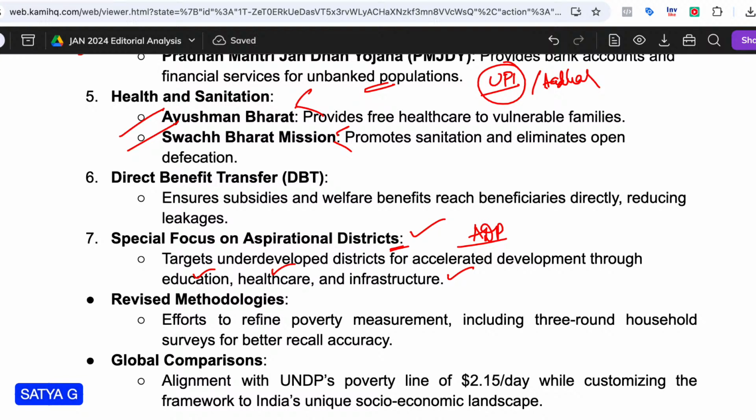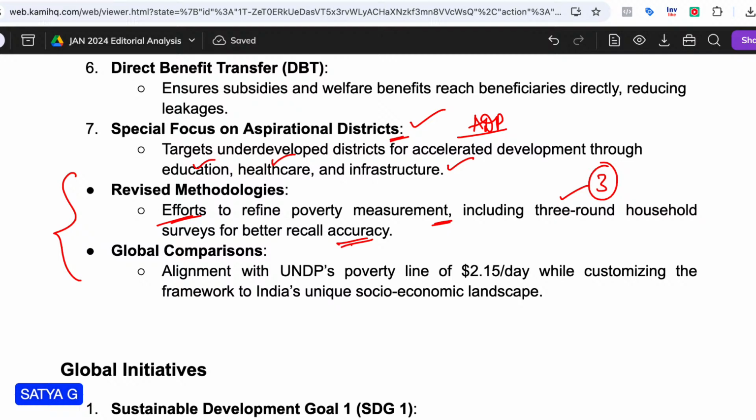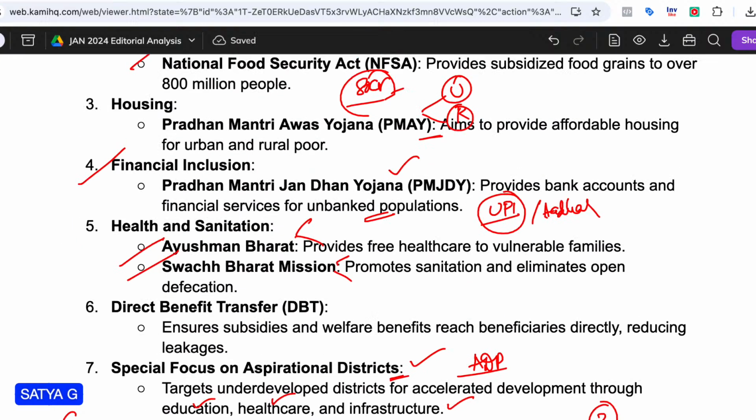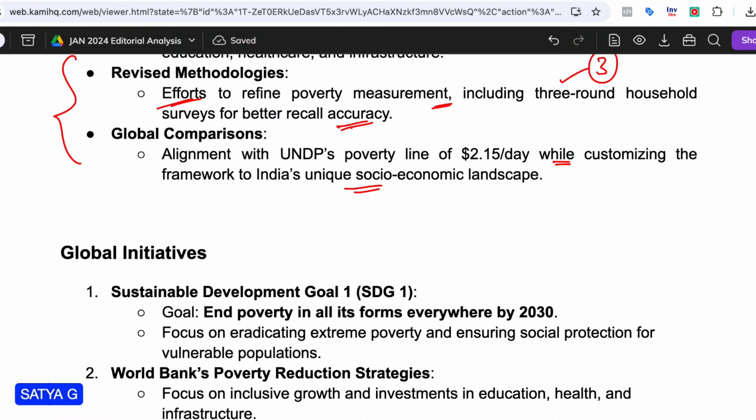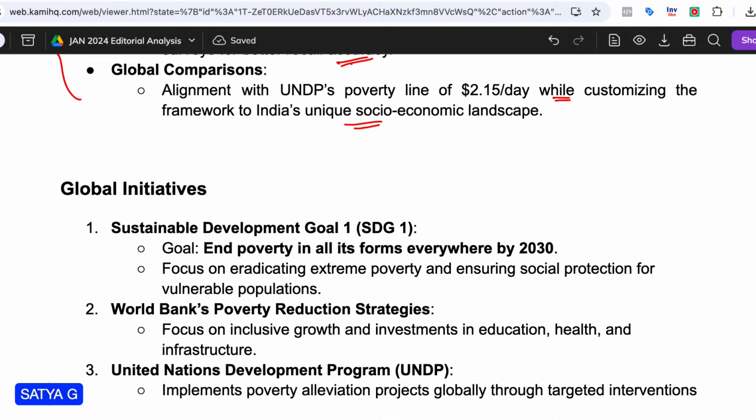And particularly coming to our topic, the revised methodology. It is to refine the poverty measurements and household surveys for better recall accuracy. There are three-round household surveys. It means you need to conduct the survey three times, right, for better recall accuracy. And for global comparison, they are mentioning the poverty line of 2 point something, while customizing the framework you need to address the socio-economic landscape. So friends, overall my intention here is to tell how the Indian government is presently running schemes to address poverty in India. And we will see a flowchart also.